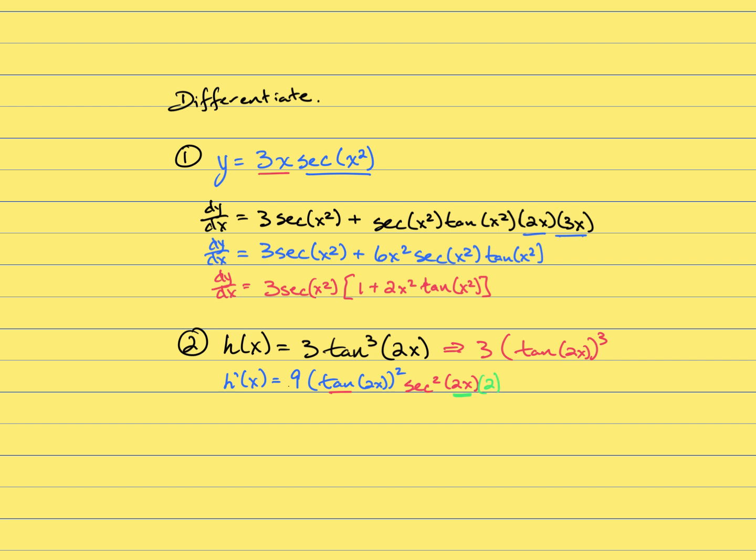And now we just have to simplify it up just a little bit. And so 2 times 9 is 18. So now I have 18, and then I have tangent squared of 2x, and I have secant squared of 2x. And there is my derivative.